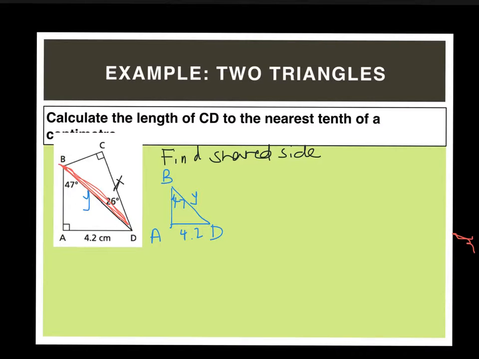And I heard someone say here, we're going to have to use sine. So if I use sine 47 equals, and I label my triangle right, so Y is H, the hypotenuse, somebody already said that actually, and 4.2 is the O. So when I'm doing my ratio, which number goes on top? Opposite over hypotenuse. So it's 4.2 over Y. Okay, so there we go.